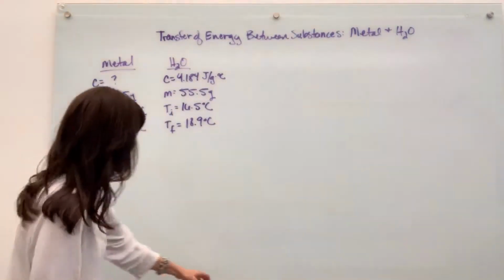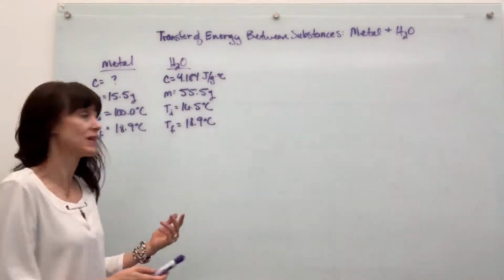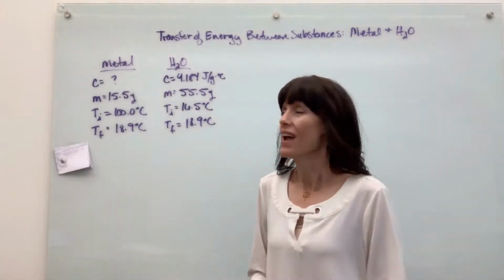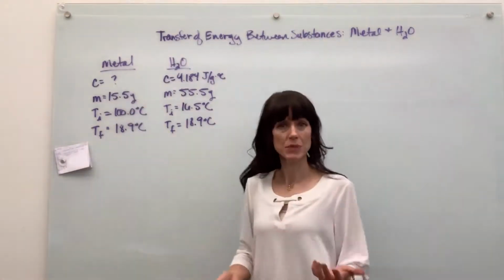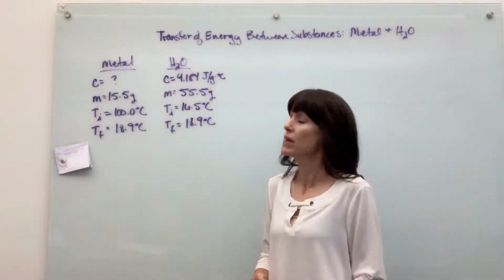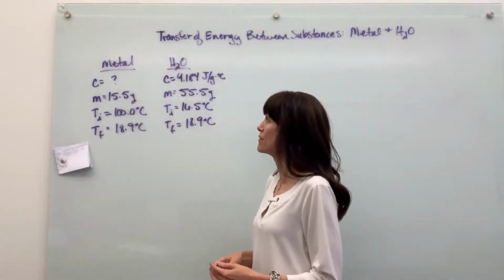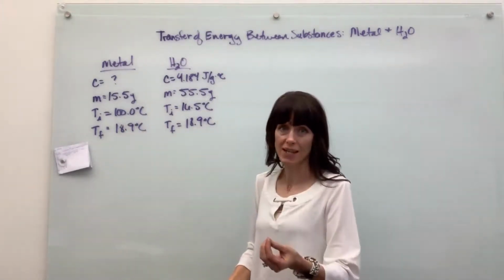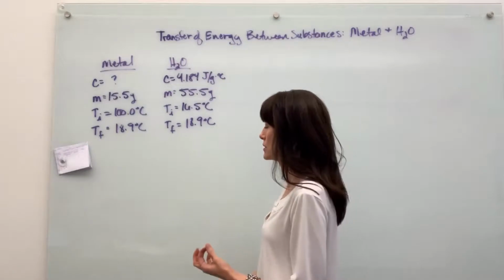Okay, with that, let's go ahead and look at this particular problem. So we're given a metal, it's chromium, and the question asks for what's the specific heat of chromium? It says that you have 15.5 grams. You start at 100 degrees C. So you heat up this metal up to 100 degrees C.